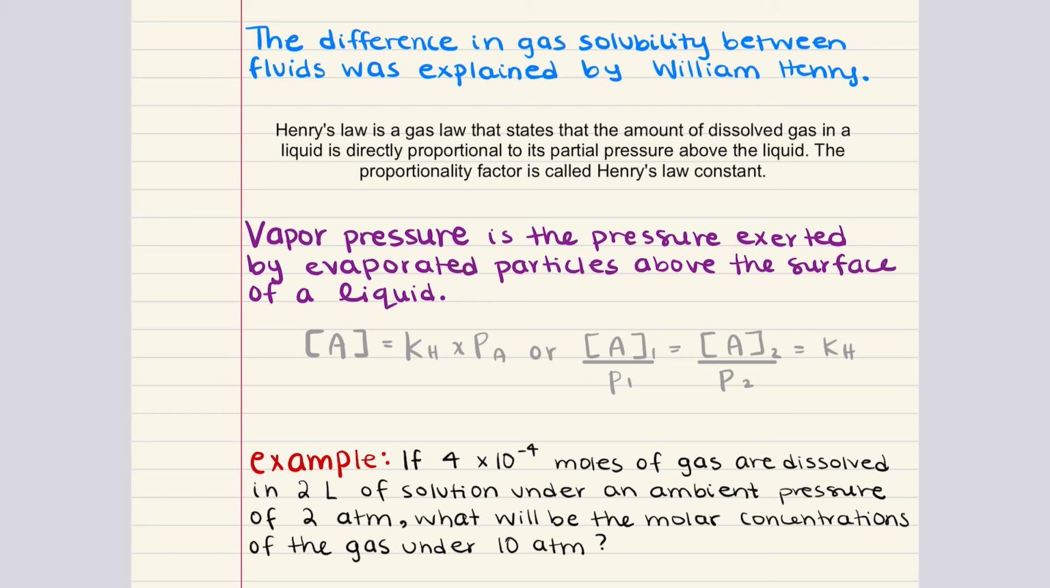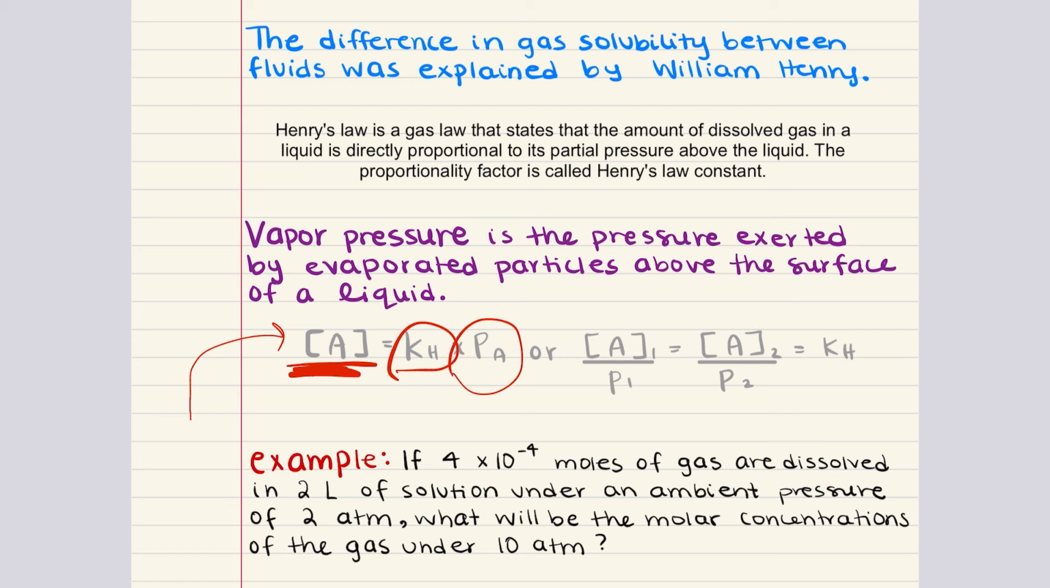Vapor pressure then from the evaporated molecules forces some of the gas back into the liquid phase, and equilibrium is then reached between evaporation and condensation. Now, mathematically, this process is expressed by the following equations. Here we have the concentration of A in solution. This is equal to Kh, which is Henry's constant, multiplied by the partial pressure of A. Now, something to note is that the value of Henry's constant depends on the identity of the gas.